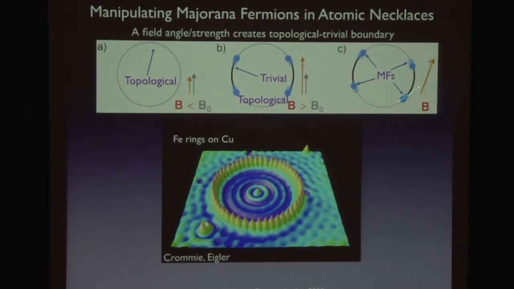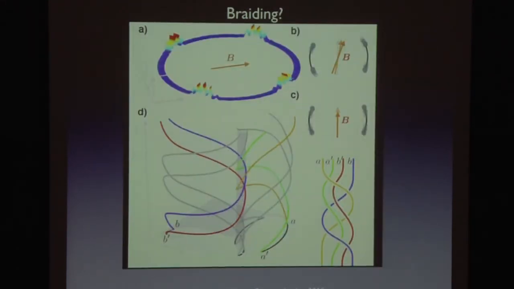If you could do this and rotate the magnetic field, I would be very happy. But of course, my theorist friends are not happy with that. They want to do even more fantastic things, interpenetrating rings. And if you could make interpenetrating rings, and if you could rotate the magnetic field with the right ratio, you can create a very strange braiding of these Majoranas in our chains.